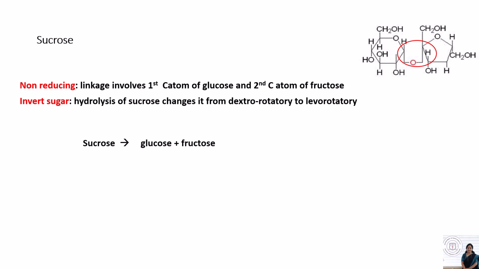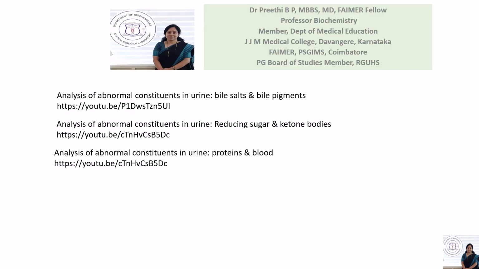This is because hydrolysis of sucrose changes it from a dextrorotatory to a levorotatory compound. So consider this reaction where sucrose is broken down to glucose and fructose. Sucrose has an optical activity of 66.5, whereas glucose has 52.5 and fructose minus 92. So when sucrose, initially a dextrorotatory compound, gets hydrolyzed to glucose and fructose, it gets converted to a levorotatory compound. That's the reason why it is called invert sugar. So this was all about identification of sucrose in the lab.